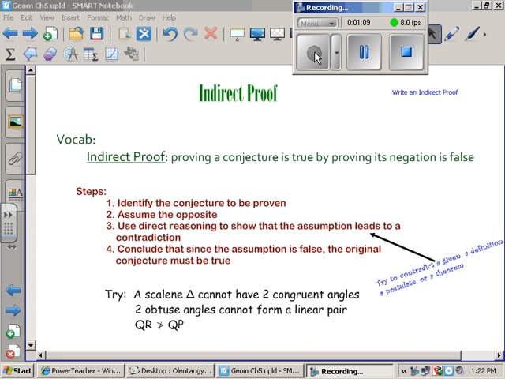So for instance, I would take a scalene triangle cannot have two congruent angles, and I would switch it to be the opposite, or the inverse. A scalene triangle can have two congruent angles. Then I would go through the proof, okay, and eventually I would hit something that absolutely cannot be true. And then I would say, because this can never be true, the opposite must be true, which is a scalene triangle cannot have two congruent angles.